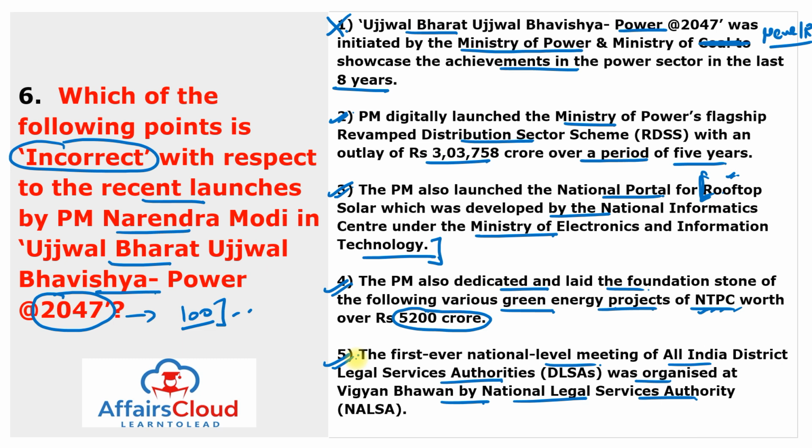So all the statements are correct, and even the last statement, you can remember the Prime Minister also released a commemorative postal stamp on the right to free legal aid. Right to free legal aid. So only incorrect statement is 1. So answer of this question is 1.